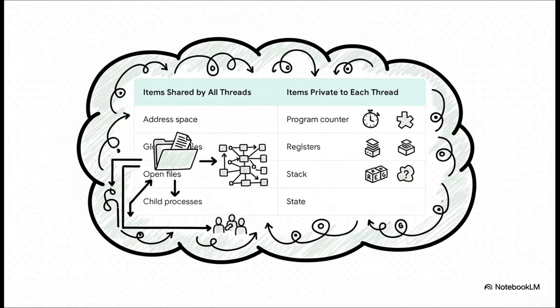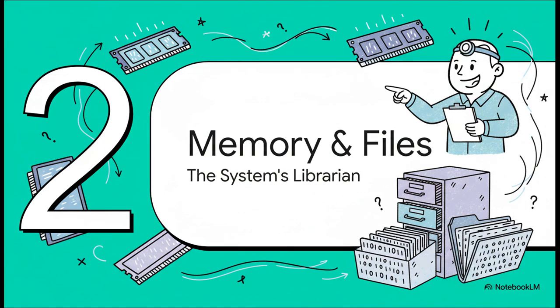Now, inside a single program, the OS can manage even smaller, lighter-weight tasks called threads. Think of them as mini processes all working together. And as you can see here, all the threads in a process share the big stuff, like the memory space and open files, but each one gets its own private workspace and to-do list. This is exactly how your web browser can be downloading a huge file while still letting you scroll the page and click on links, all at the same time inside that one single application. Pretty cool, right?